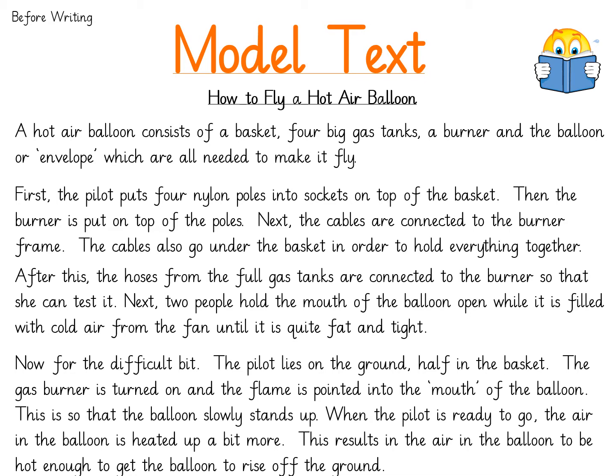The next word we have is the word first. So first the pilot puts 4 nylon poles into sockets on top of the basket. Then the burner is put on top of the poles. Next, the cables are connected to the burner frame. The cables go under the basket in order to hold everything together. So we've got a first, then, next. Then we've got new paragraph. After this, the hoses from the full gas tanks are connected to the burner so that she can test it. Next, so there's another next.